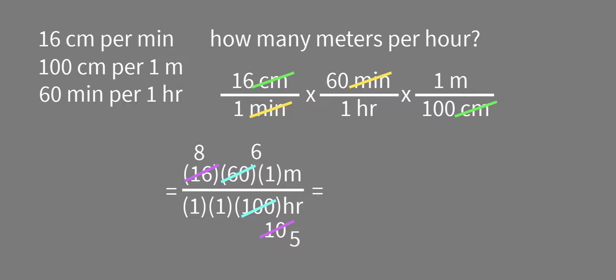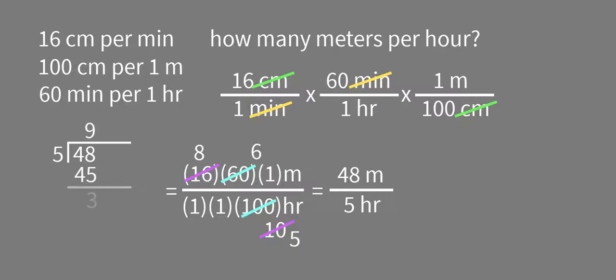Now there are no common factors with 8, 6, and 5, so we just multiply across the top and multiply across the bottom. So 8 times 6 is 48 meters per 5 hours. And then we'll go ahead and use our long division. So let's write this off to the side. 48 divided by 5. 5 times 9 is 45. And we could go ahead and stop here and just recognize that this is 9 3/5.